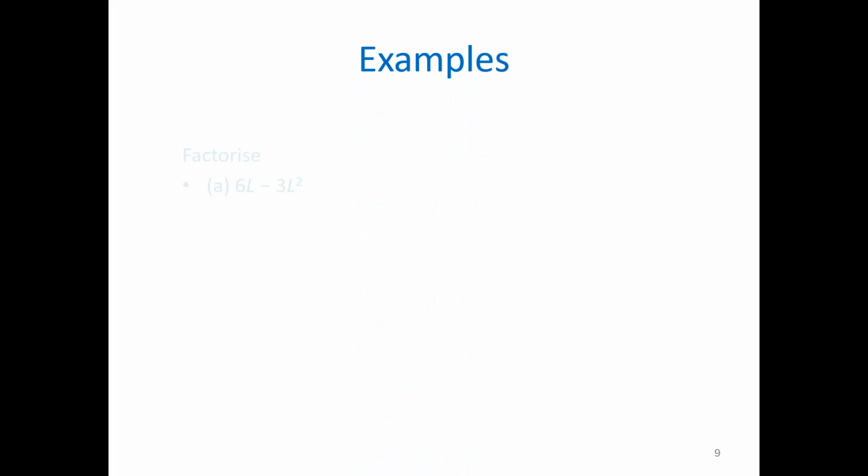Now let's have another example. Let's factorize 6l minus 3l squared. So to factorize this, we have to factorize these numbers 6 and 3, l and l squared, into their lowest terms. So 6 can be factorized as 2 times 3 times l, minus 3, which is a prime number so cannot be reduced anymore, and l squared is l times l.